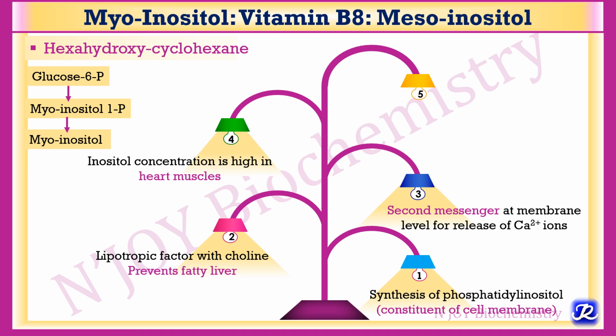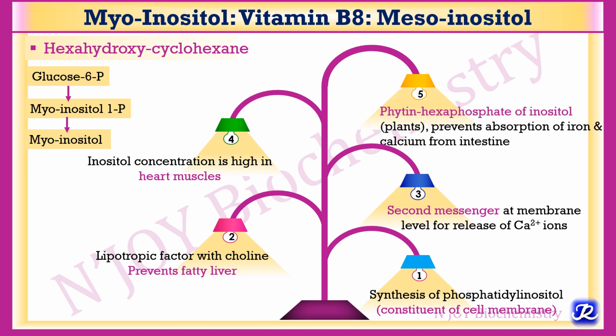And inositol concentration is high in the heart muscle, and the phytin, the hexaphosphate of inositol, which is present in plants, is important because it prevents the absorption of iron and calcium from the intestine. So these are the various important points about myoinositol.